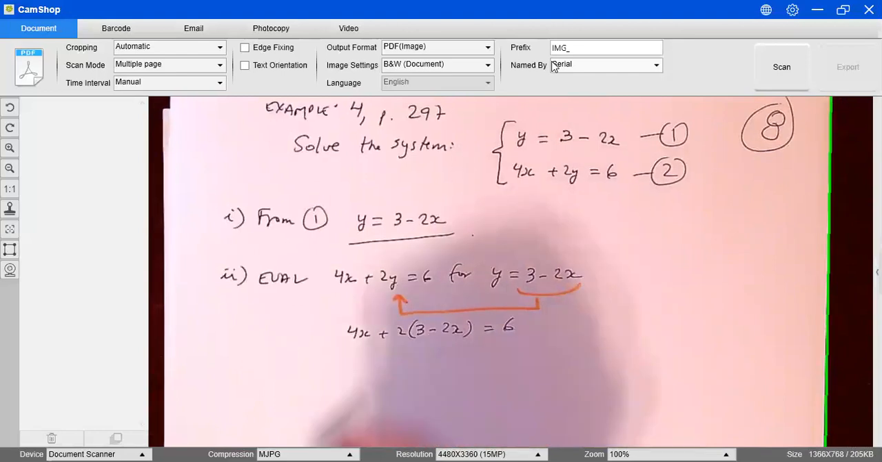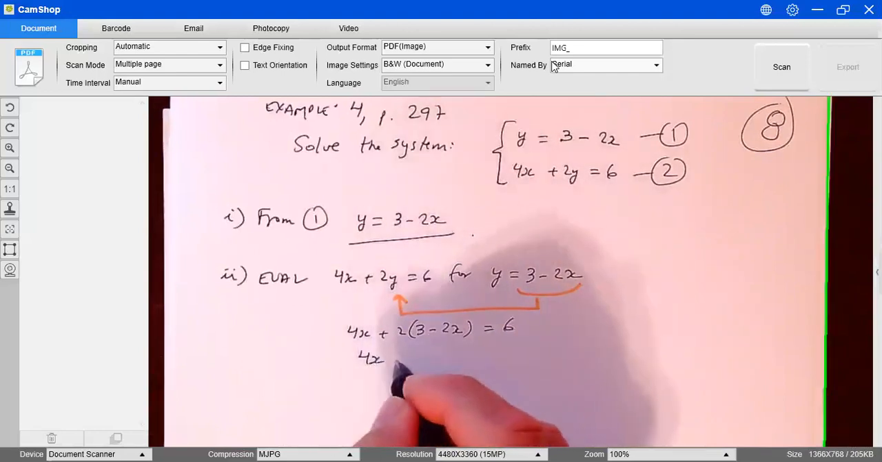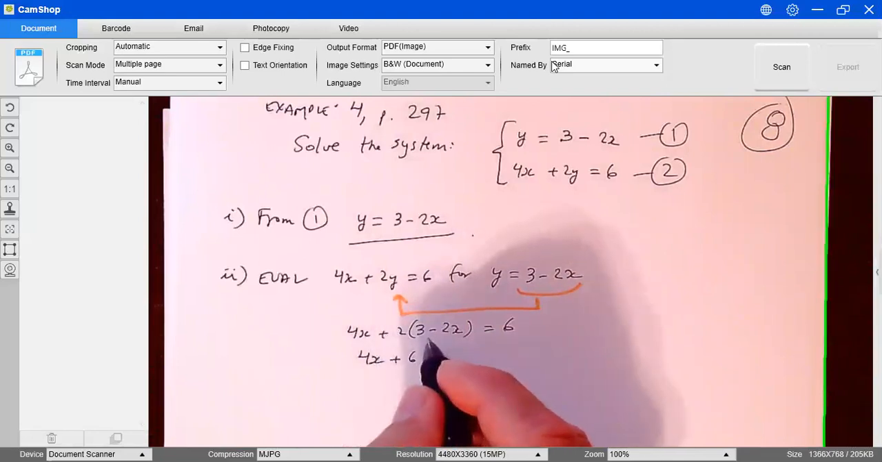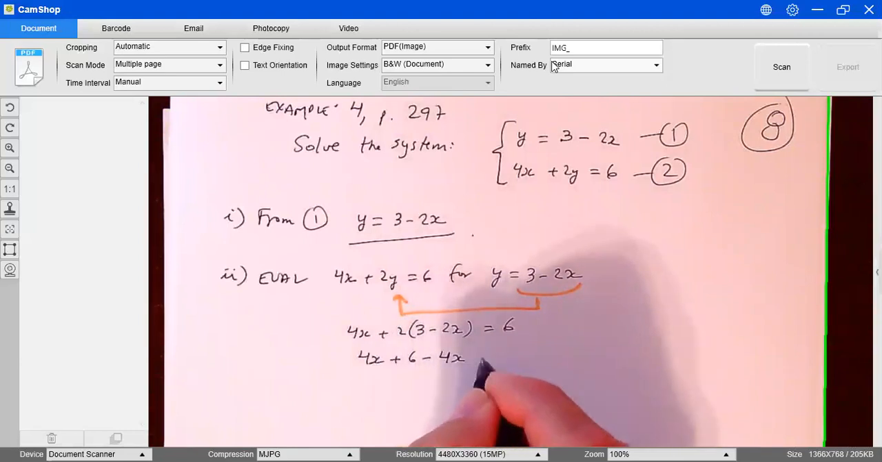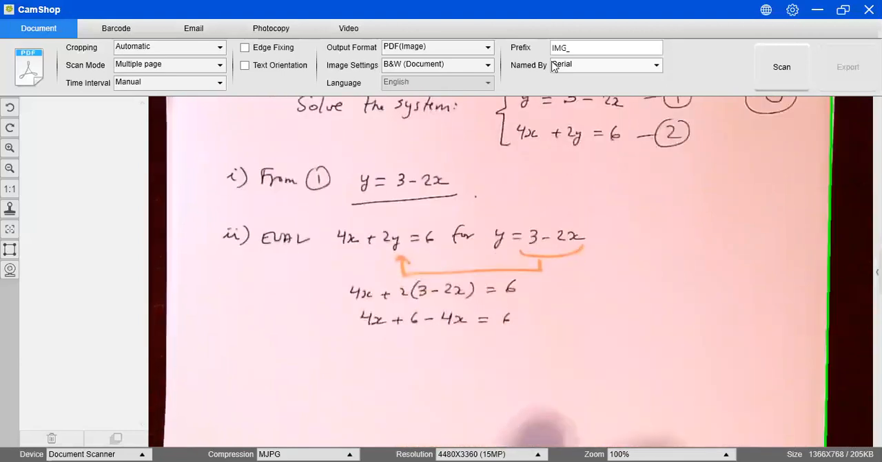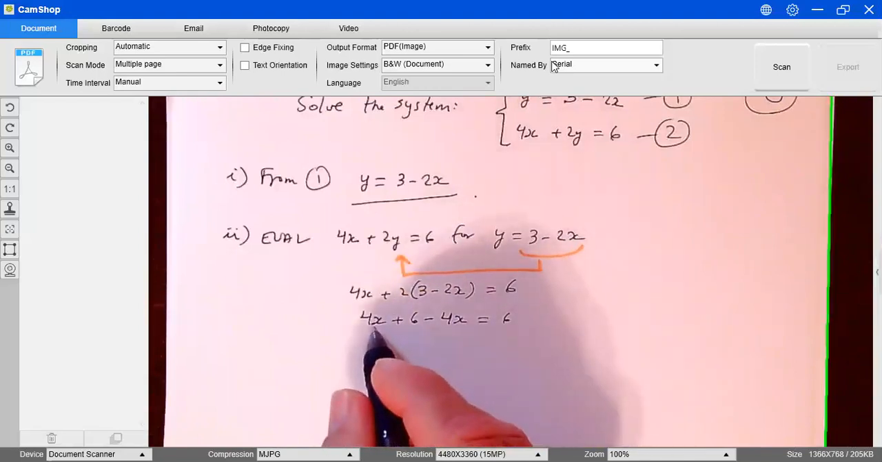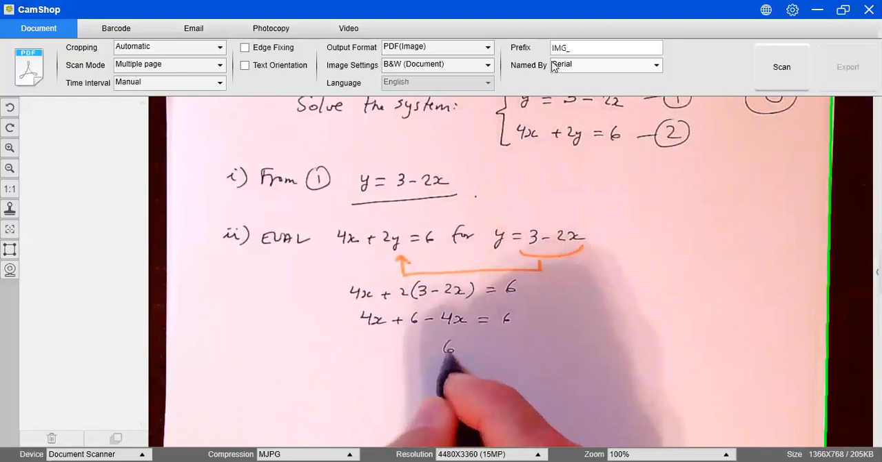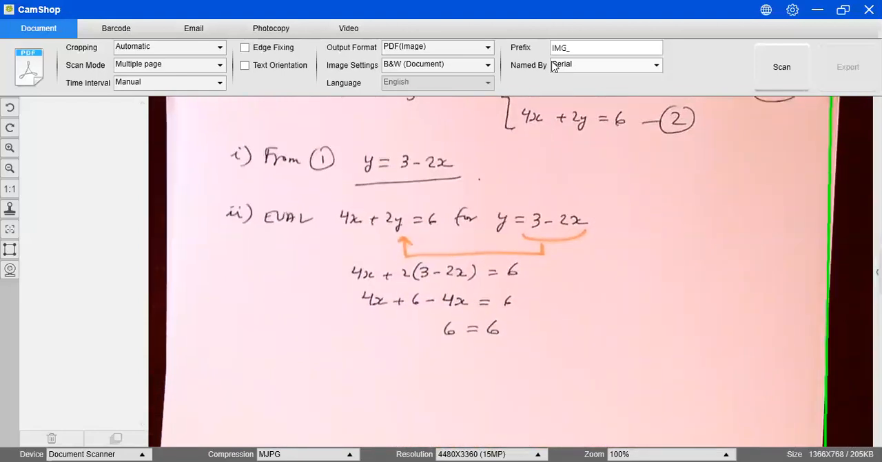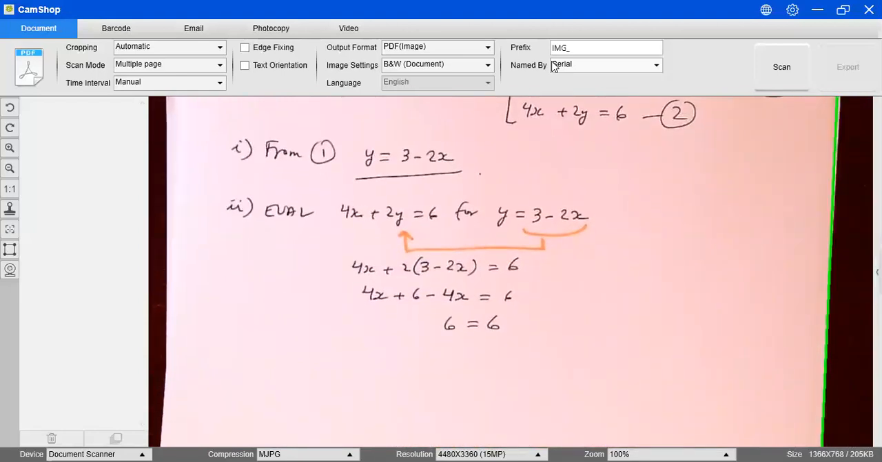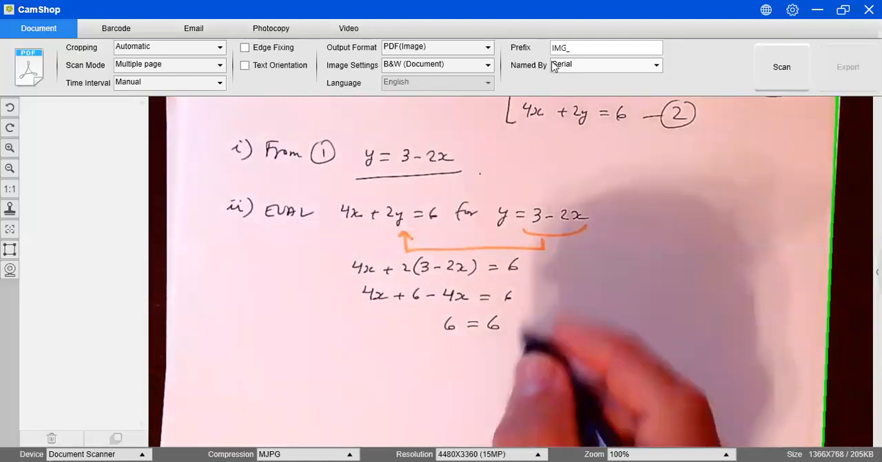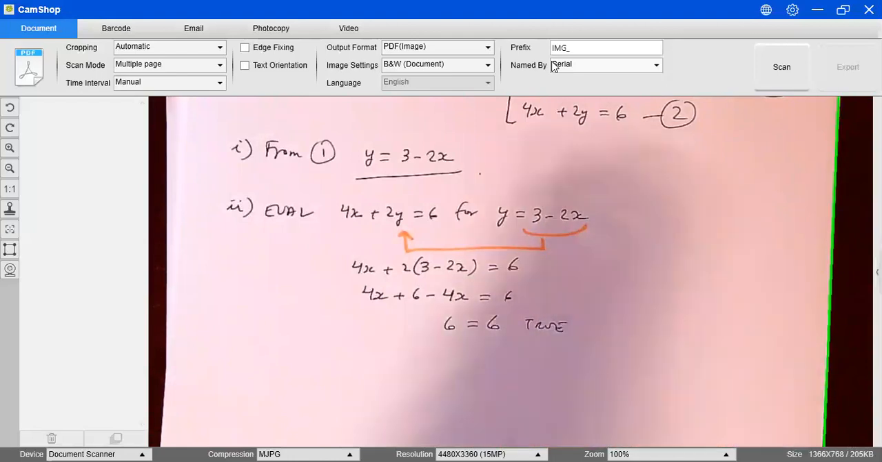Let's simplify this. We're going to get 4x plus 2 times 3 is 6, and 2 times negative 2x is negative 4x, equals 6. Then we simplify here: 4x minus 4x is 0. So you get 6 equals 6. Again, the variable vanishes, but in this case, the statement is true.